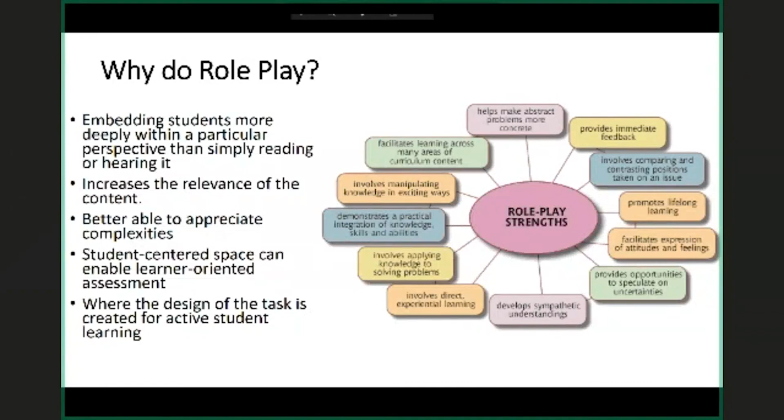And then, it allows people to appreciate complexity and to be able to understand it so they can apply it in problem solving. So those were some of the key takeaways as to why do role play and what can it help with. It can help a lot of topics that intersect between different curriculums or different fields. So it can help us blend those things together.